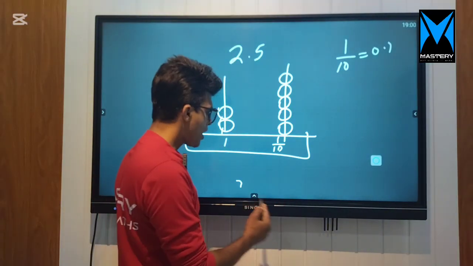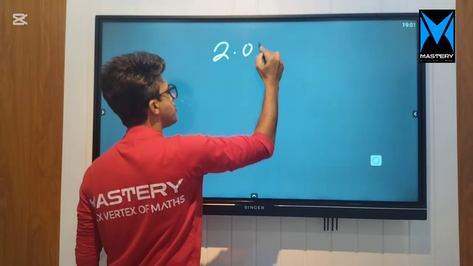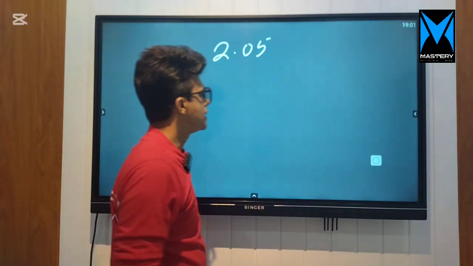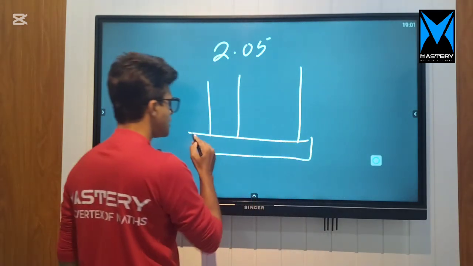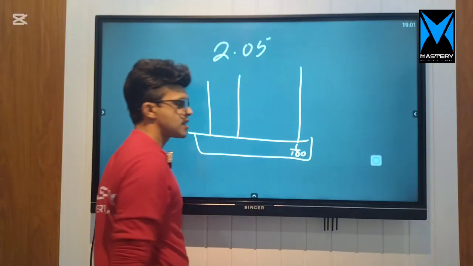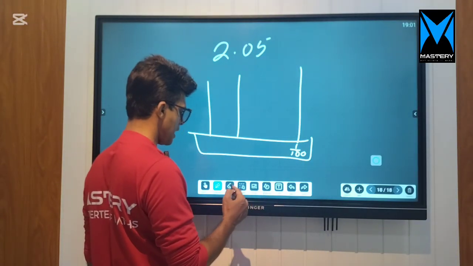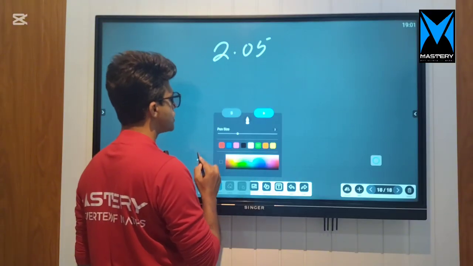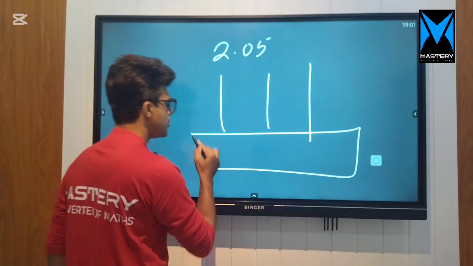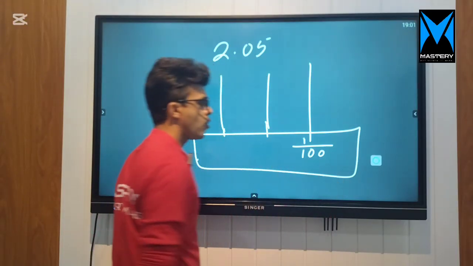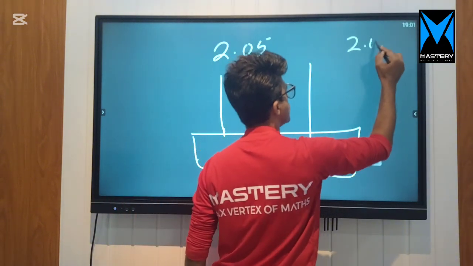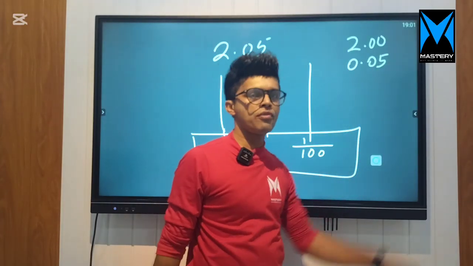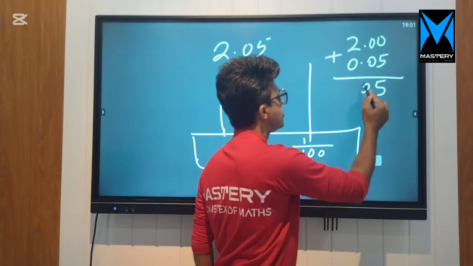Okay, this is 2.5. How can you represent 2.05 in an abacus? Here you could see 1, 2, 3. Therefore, you have to write 3 rows like this. 1, 2, 3. After that, here 1 over 10, 1 over 100. Don't forget this is 1 over 100. I think that you are unable to see this clearly. So I'll draw this again. 3 rods, and here 1 over 100. This means 0.05. When you add these two, this is the way of forming 2.05.